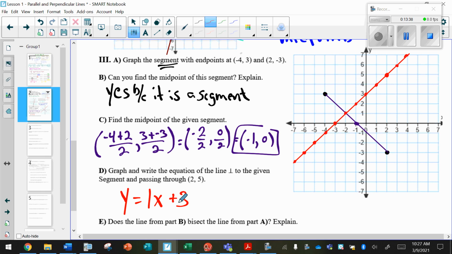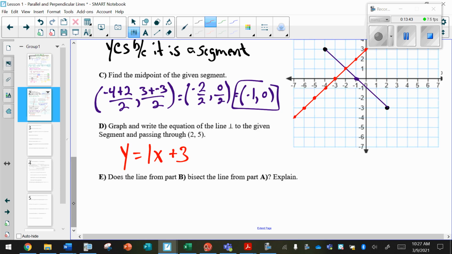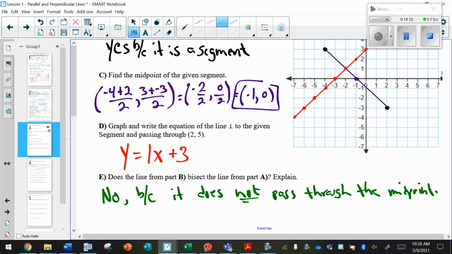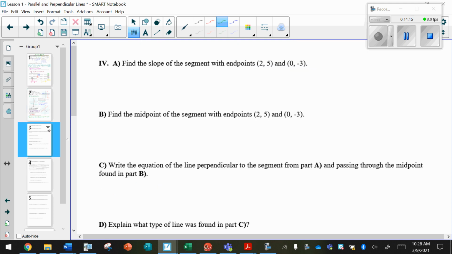Does the line from part B bisect the line from part A? And the answer is no, because it does not pass through the midpoint. They are perpendicular, but they are not bisectors. So it is possible to have a line perpendicular to another line, but not passing through the midpoint, so it doesn't bisect it. Perpendicular doesn't mean bisect. They are different things. All right, next section.